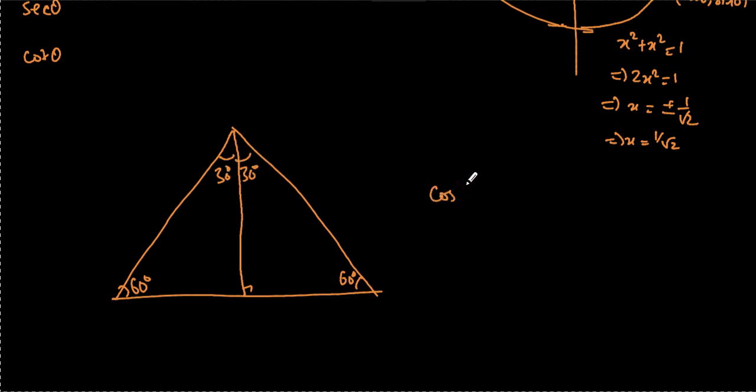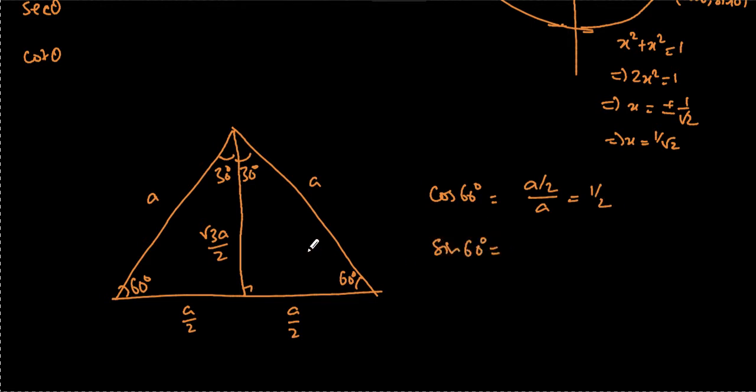So if you want to write cos 60 degrees, if I call this side a, this will be a by 2. And the altitude of the equilateral triangle will be root 3a by 2. You can get this by applying Pythagoras theorem in this triangle. Cos 60 will be adjacent side by hypotenuse. So I get a by 2 by a, or half.